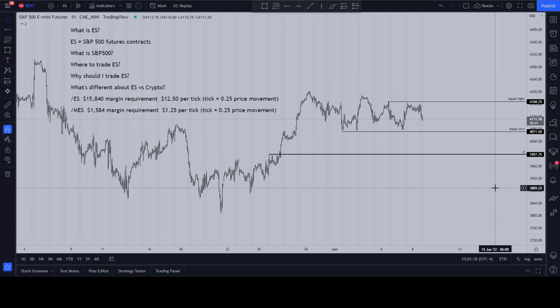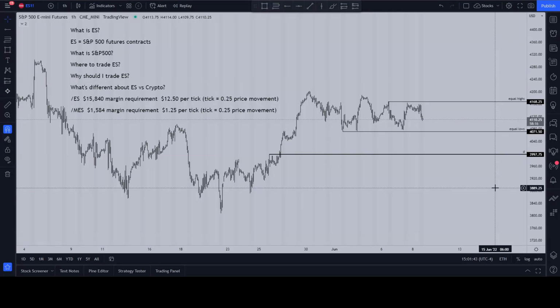So ES is an S&P 500 futures contract. What is the S&P 500? S&P 500 is basically just 500 of the largest companies in the United States, and it's an index of them, a stock market index. Think like Apple, Amazon, Microsoft. I believe those are your top three. So all those plus another 497 companies, all in there, just a big mixed bag, okay?